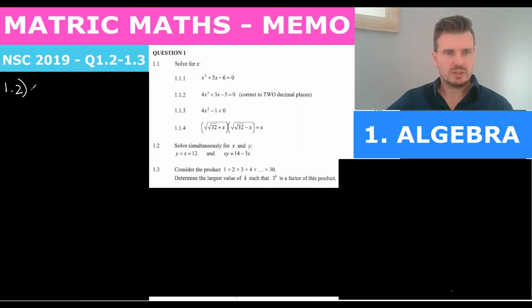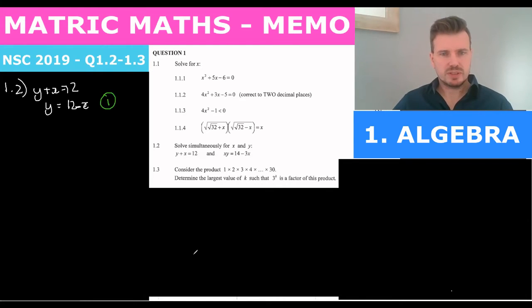The first equation is y plus x equals 12, which we're going to make y equals 12 minus x. Okay, so that's our first equation, equation 1.